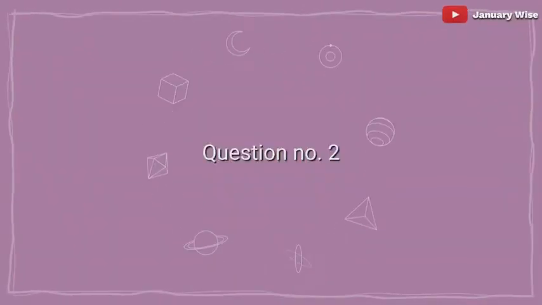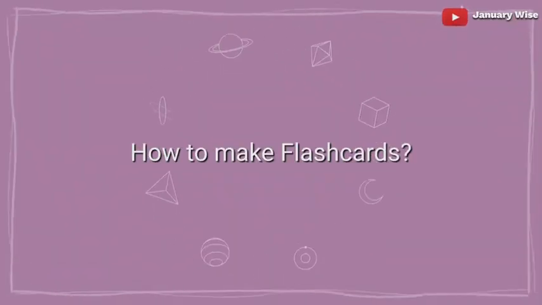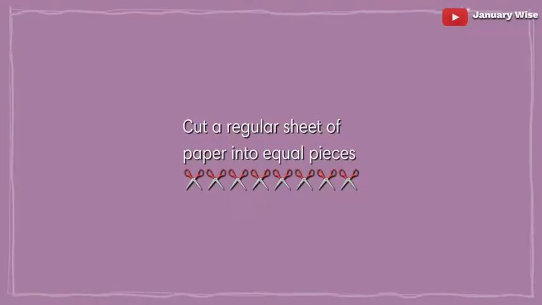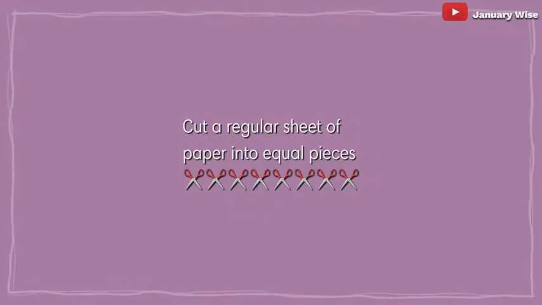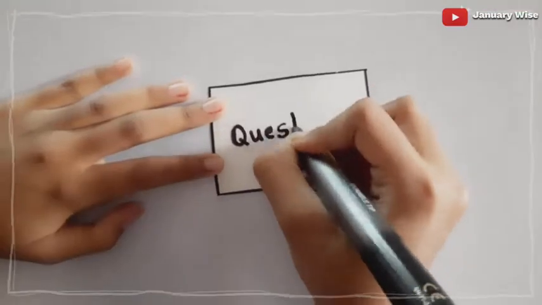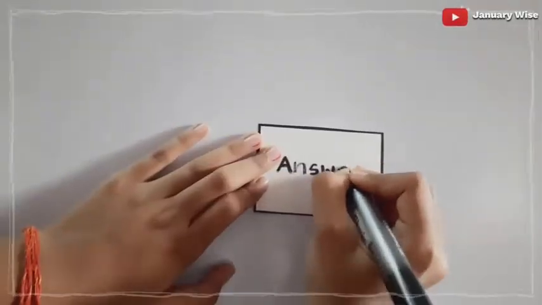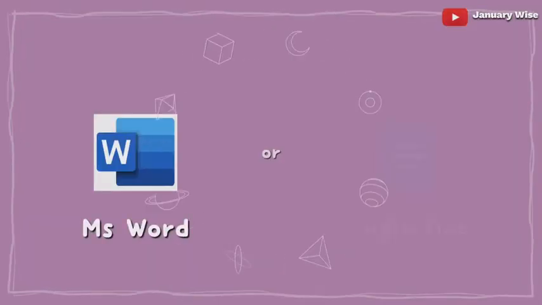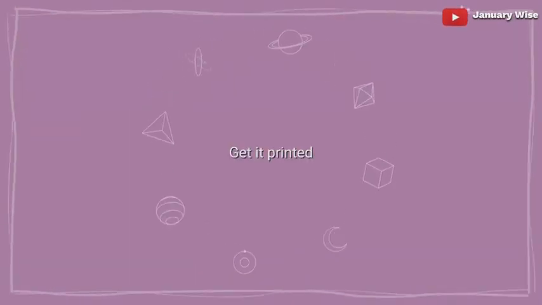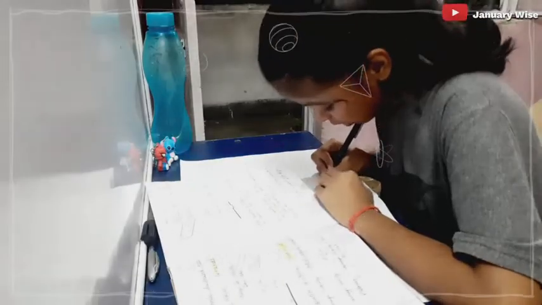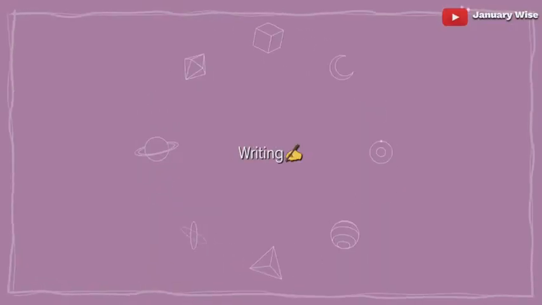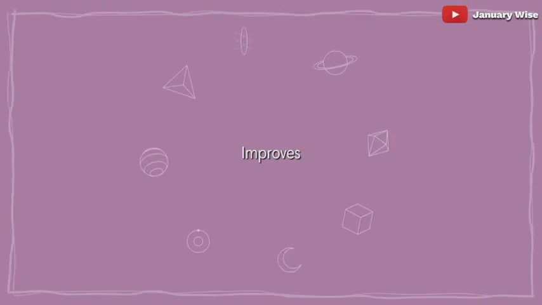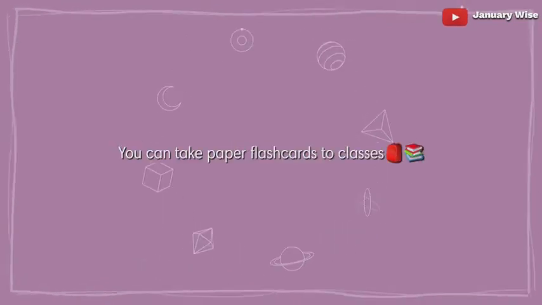Moving to question number 2, how to make flashcards. Take an index card or cut a regular sheet of paper into small pieces. Write your question on the front, and on its backside, write its corresponding answer. You can also type it down on MS Word or Google Docs and get it printed, but I recommend writing it down yourself, as an advantage of writing is that it will improve your recall ability, plus you can take flashcards to classes.